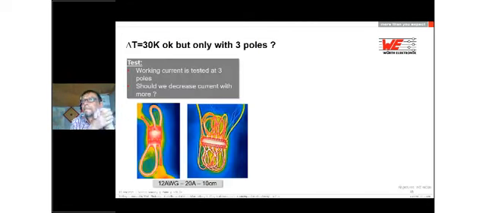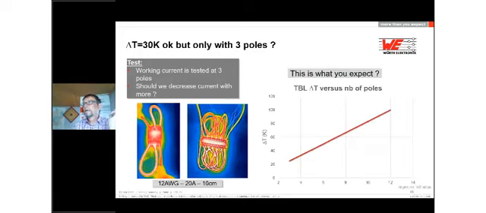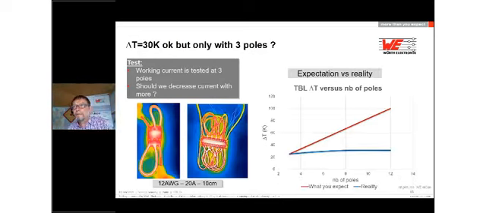Regarding the polarity, okay, we said the connector must not heat over 30 Kelvin, but only with a 3-pole connector. What is happening when we use the same connector in 12 poles? What do you expect? Our expectation was this one. So the temperature will go up, but reality is a little bit different.